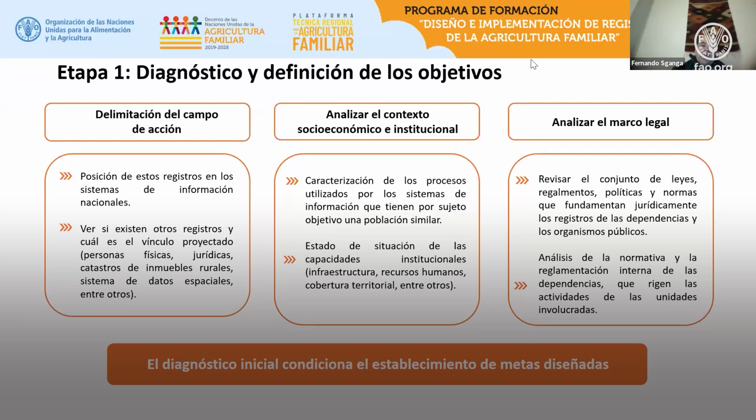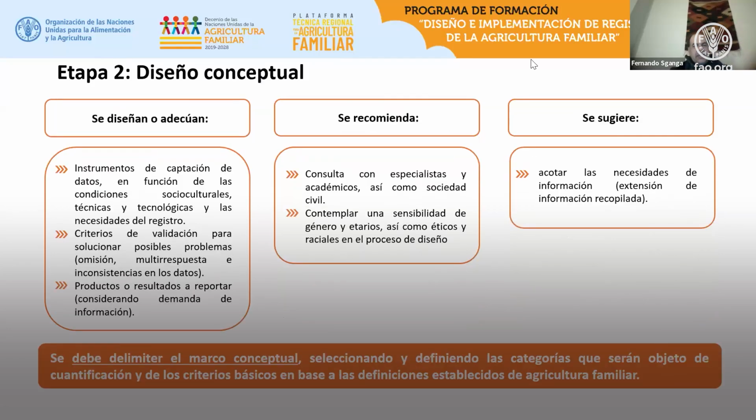This analysis of the internal regulations also has to do with the exchange of information and how we collect such information. Is that understood? This is the first stage we need to understand, and the main goal is this diagnosis, and that goal will condition the goals.